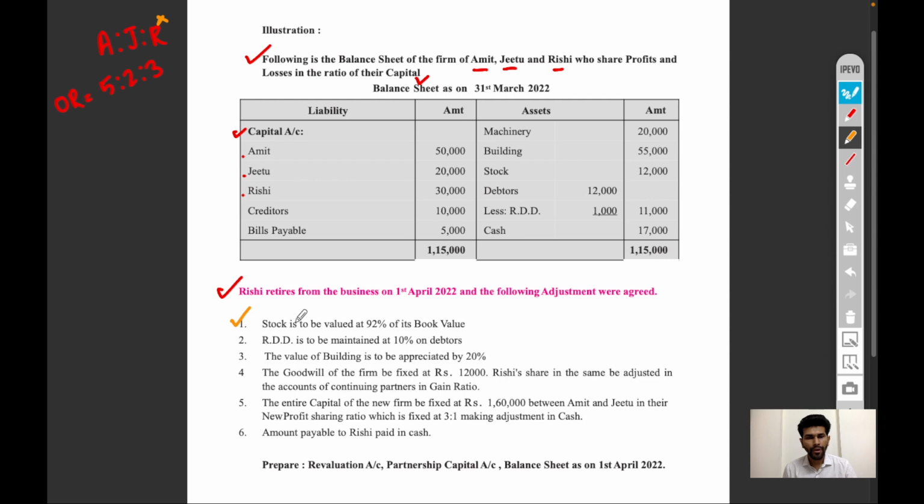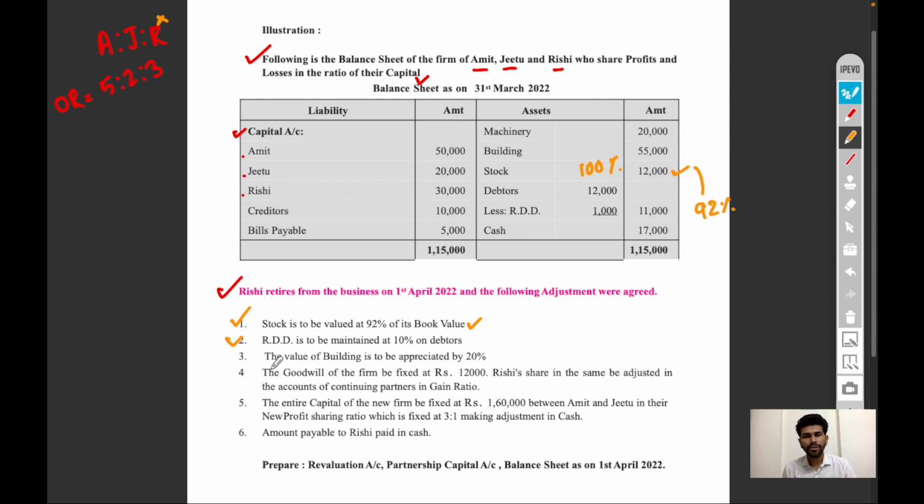First point: stock is to be valued at 92% of its book value. Book value means the price which is recorded in the balance sheet, 12,000 rupees. We will assume that it is recorded at 100%, and stock is to be valued at 92% of its book value. So we have to bring it down to 92%, so we have to reduce 8% from 12,000 rupees.